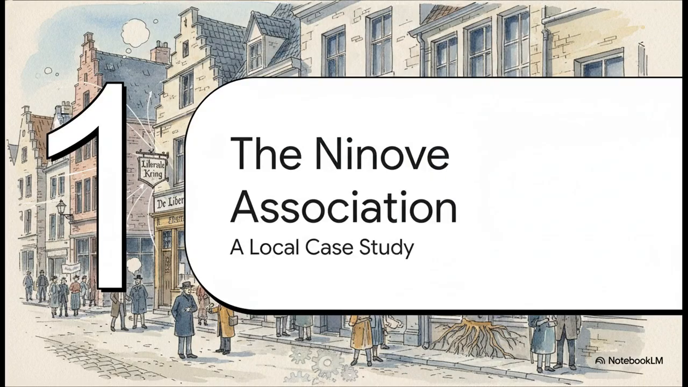Which, you guessed it, brings us right back to Ninove. The story of Die Liberale Kring is the perfect case study of how this huge national movement actually played out on the ground, street by street. So let's see how it all happened right there.